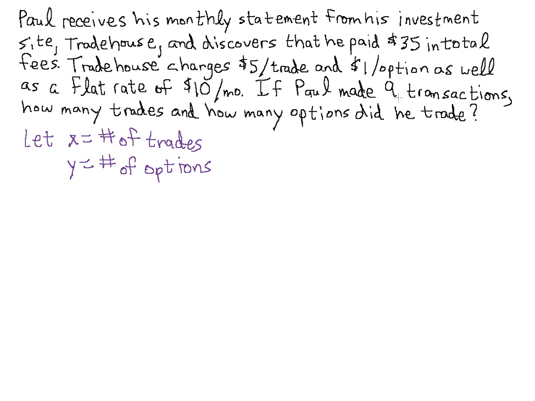So we know how many total trades and what the cost of those are and the total cost. So we just need to know the number of the different types of trades. All right, so we have our variables labeled. Let's go ahead and write a couple of equations.